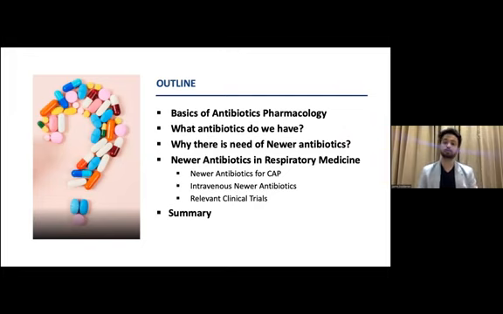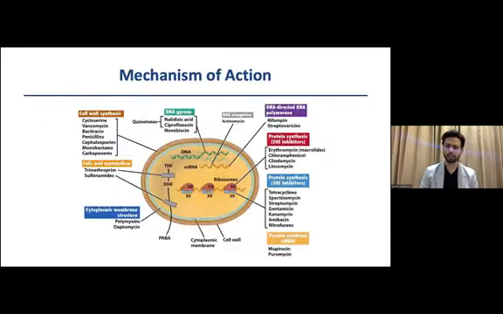What antibiotics do we already have in our hand and why is there a need for newer antibiotics? And I'll be touching upon the newer antibiotics in respiratory medicine, which we are all using at present, and how they have a role in the management of community-acquired pneumonia, could be oral newer antibiotics, how they are useful in the management of HAP and VAP, that is the newer IV antibiotics, with relevant clinical trials of them, and I'll be summarizing the details.